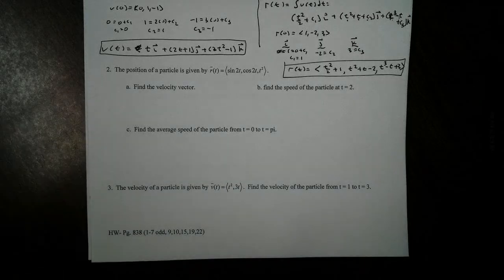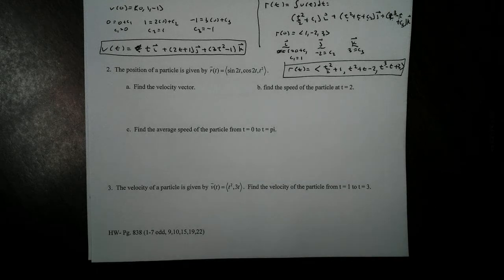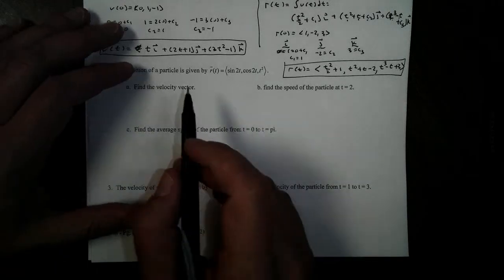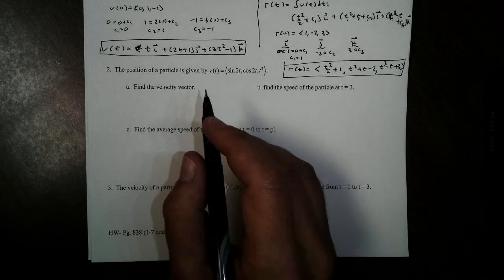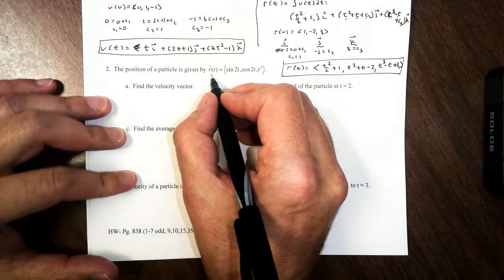Okay, so welcome back to part 3 of acceleration and velocity. Again, most of this is just a good review from calculus from last year. So, question number 2. It says the position of a particle is given by this function right here.